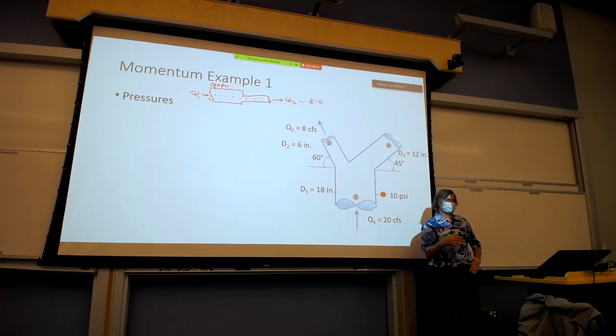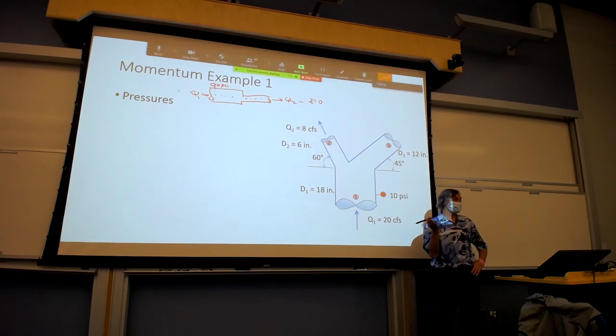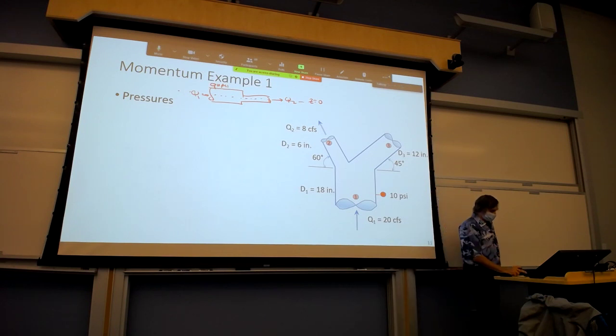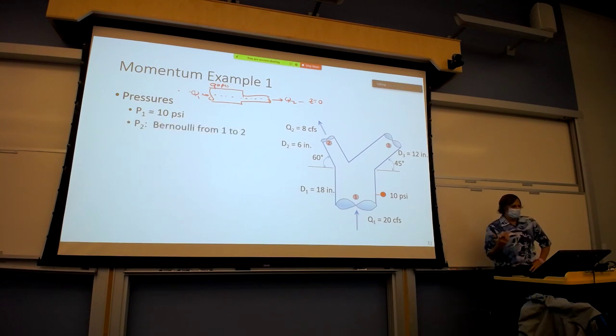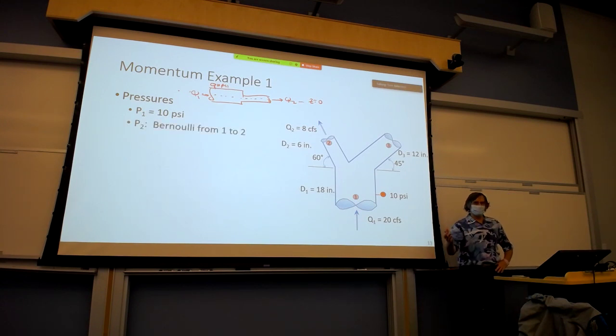You know the velocities at 1 and 2. You know the elevations at 1 and 2. You know the pressure at 1. Is there anything in your history or your recent memory that would help you find P2? The Bernoulli equation, energy equation, right? And so if you look at this, P1, we know we have 10 psi. For P2, we'll just write a Bernoulli or an energy equation from 1 to 2.